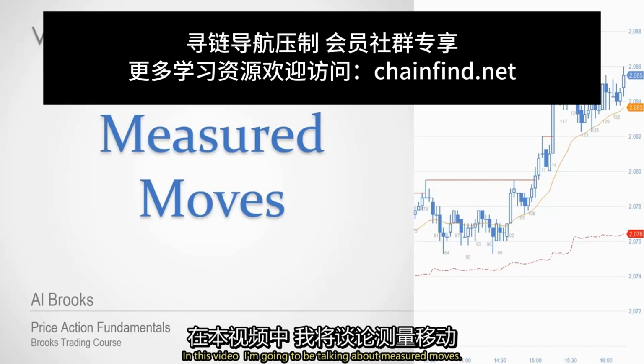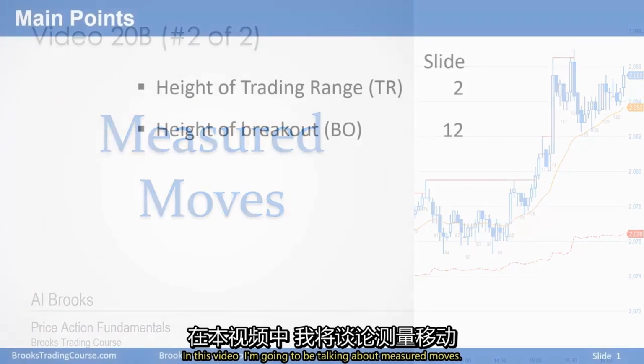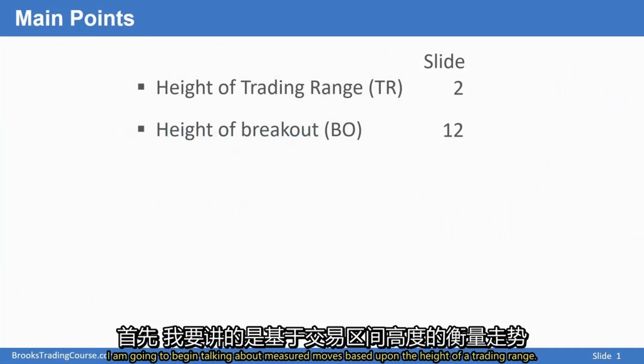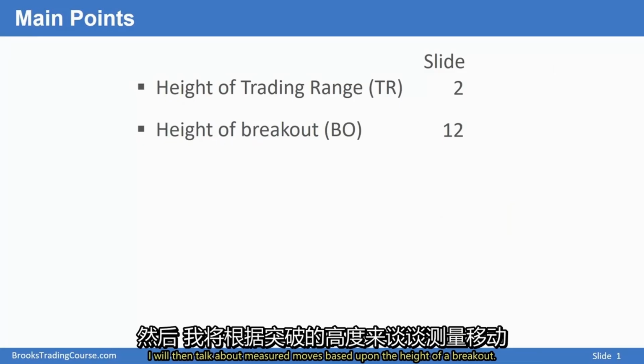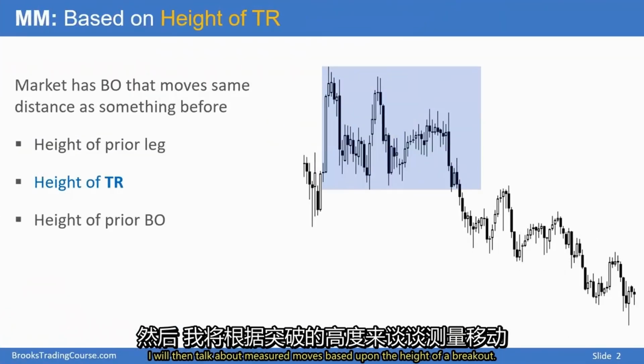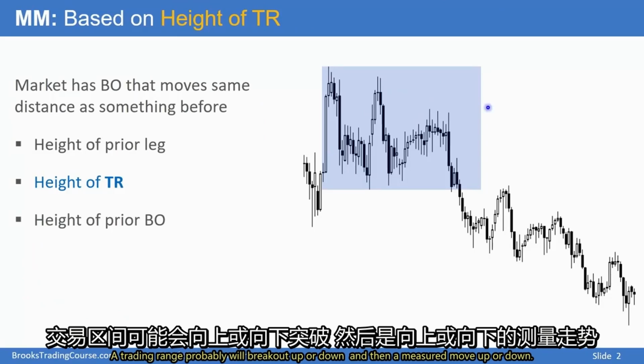In this video, I'm going to be talking about measured moves. I am going to begin talking about measured moves based upon the height of a trading range. I will then talk about measured moves based upon the height of a breakout. Trading range, probable breakout up or down, and then a measured move up or down.